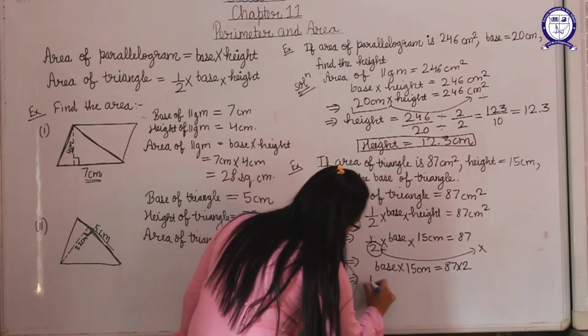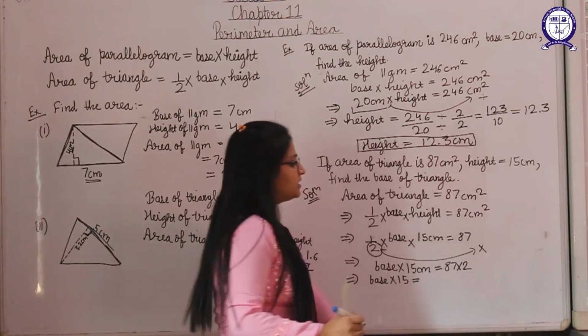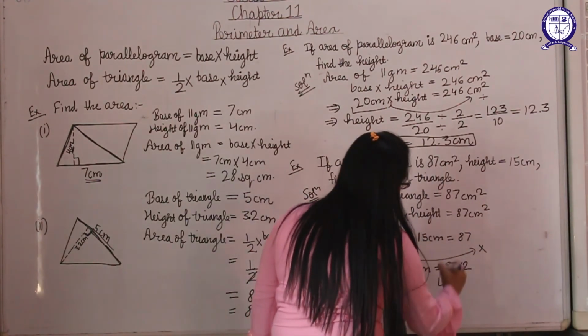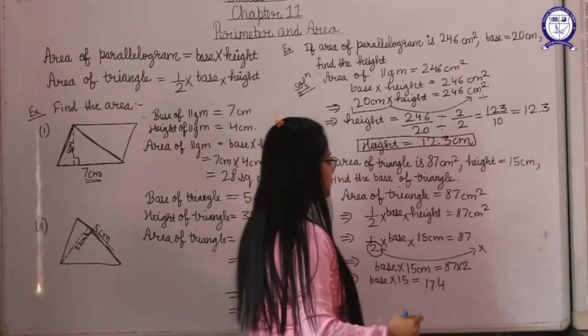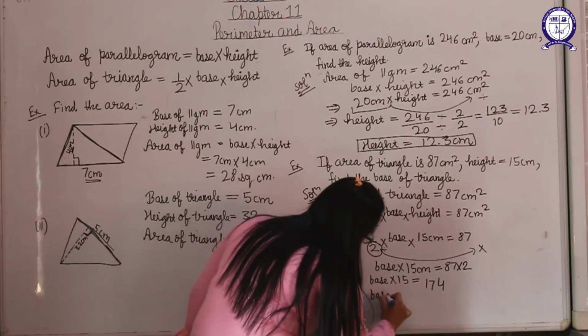Now what we will write? We will write base multiply 15 will be equals to, students, 87 2s we have to do. So 7 2s is 14. 1 will be the carry. 8 2s is 16 plus 1 is 17. So we are getting 174 here. Now to find out the base, what we will do?